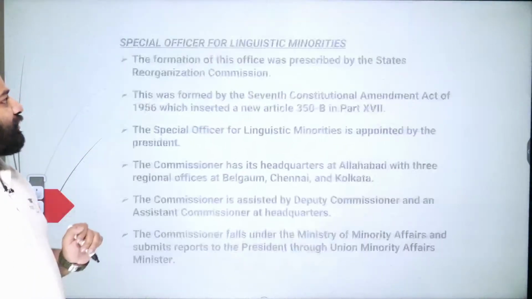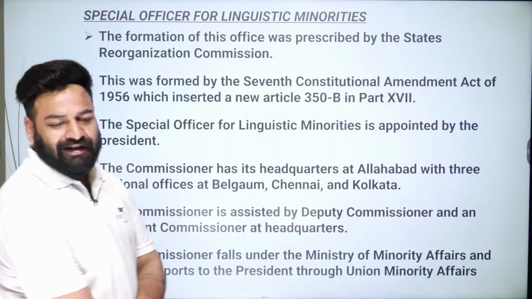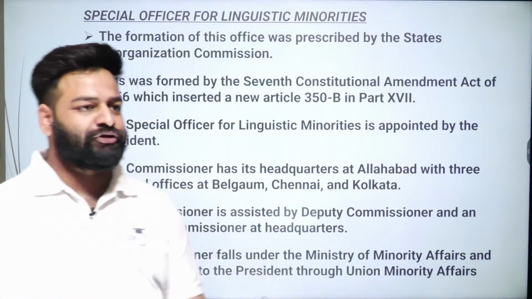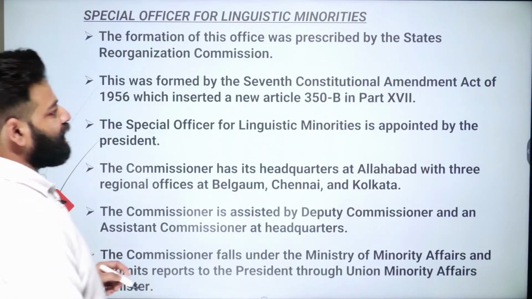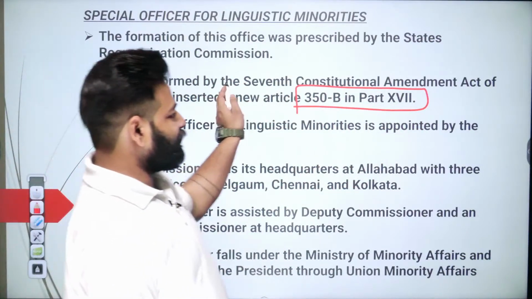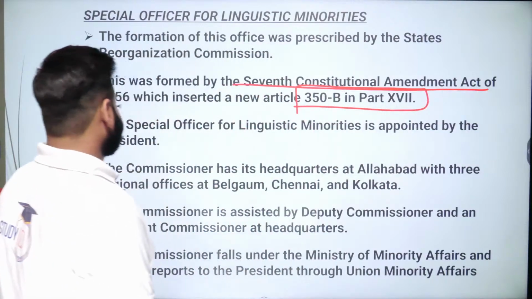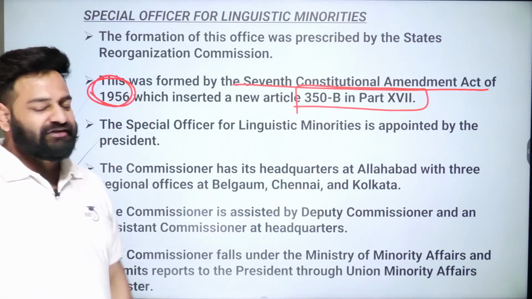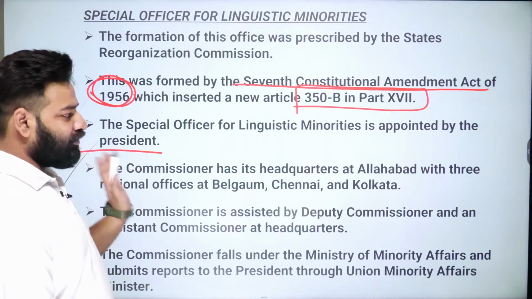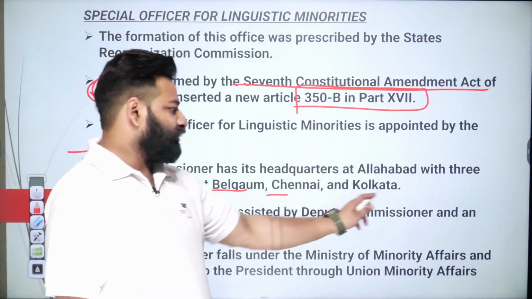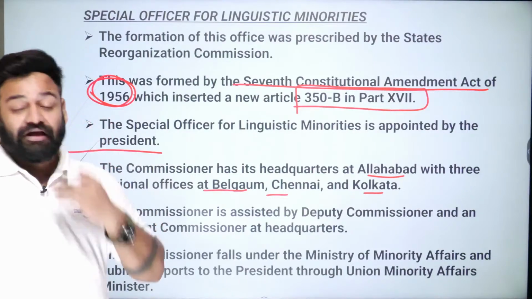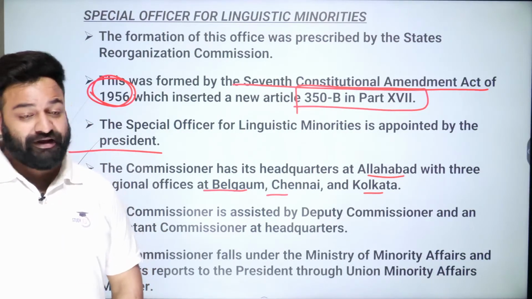Okay. Now, next, SOLM, Special Officer for Linguistic Minorities, created through 7th Constitutional Amendment Act of 1956 under Article 350 capital B. Okay. Which constitution amendment? 7th Constitutional Amendment Act, also known as the States Reorganization Act of 1956. Appointed by whom? President. Okay. Having offices in New Delhi, obviously, then apart from that, Belgaum, Chennai, Kolkata. Okay. Allahabad, that is modern day Prayagraj, is the head office. Remember, head office is Prayagraj, not New Delhi.